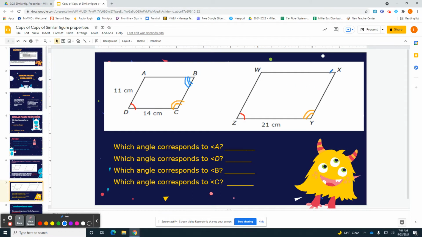Angle B would correspond with angle W. Okay, so then that just leaves us with A. So angle A, and that one's going to have 4, is going to correspond with angle W. Okay, so now we can fill in our table. So which angle corresponds with angle A? Well, angle A we said corresponds with angle W.